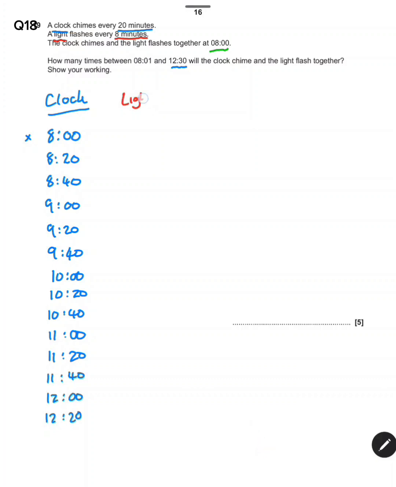Now I'm going to look at the light. And again, I'm just going to start listing times. Remember, we already know that they've flashed at 8 o'clock. So I'm not interested in this one because I'm actually starting at 8:01. So I'm just going to start adding on 8 minutes here.